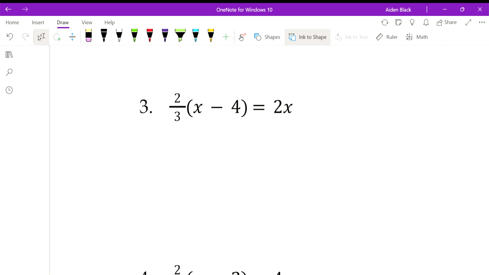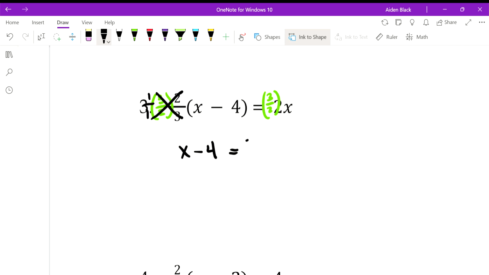Here, this is a little bit more complex because while I could distribute the 2/3 to both my x value and my negative 4 here, there's another thing I can do. By the multiplication property of equality, I can multiply both sides by the reciprocal of 2/3. Because what this does is it cancels out. This ends up being 1 over 1, which is just 1. So all I have on the left-hand side here is x minus 4.